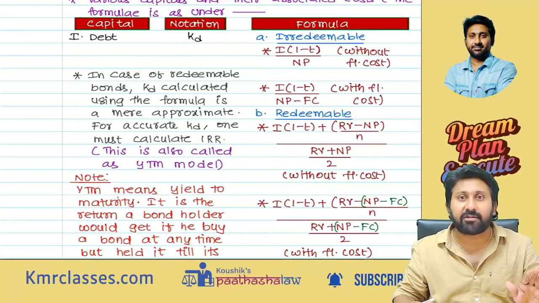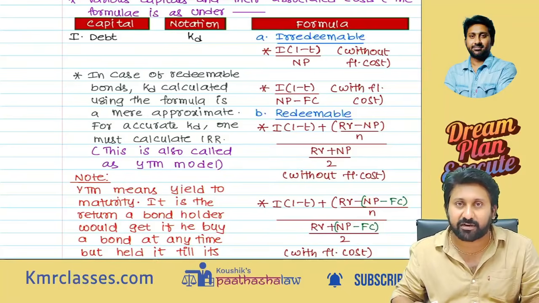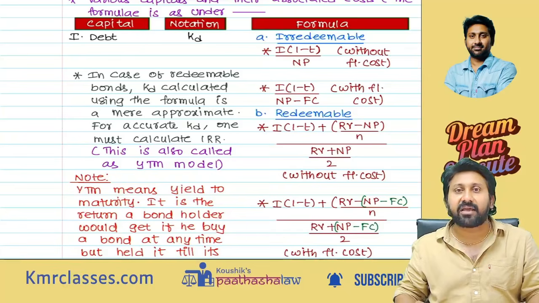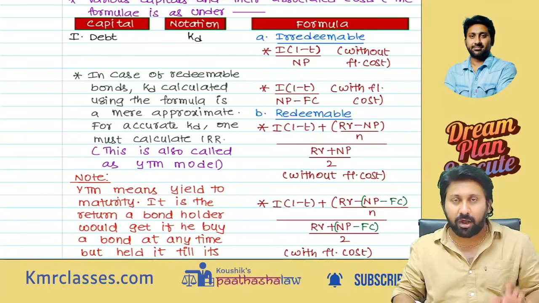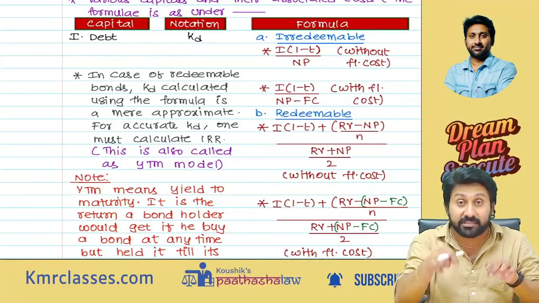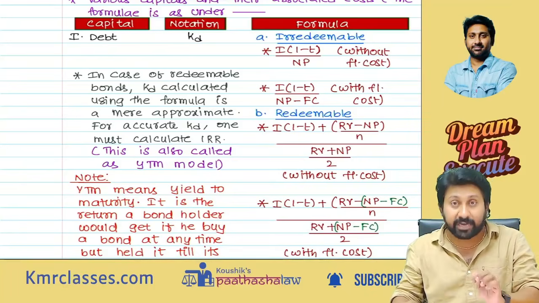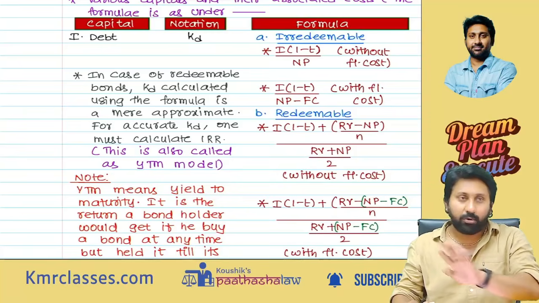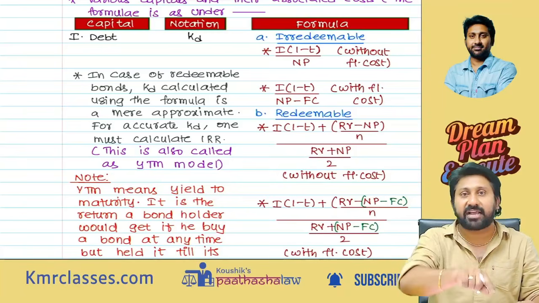Therefore, we must calculate IRR, the internal rate of return. How will that be done? You have seen it already in my videos, or go back to the revision and complete. This is not the time to learn how to do it. This is the time to understand only the formula. I don't want to waste time discussing other attached concepts.